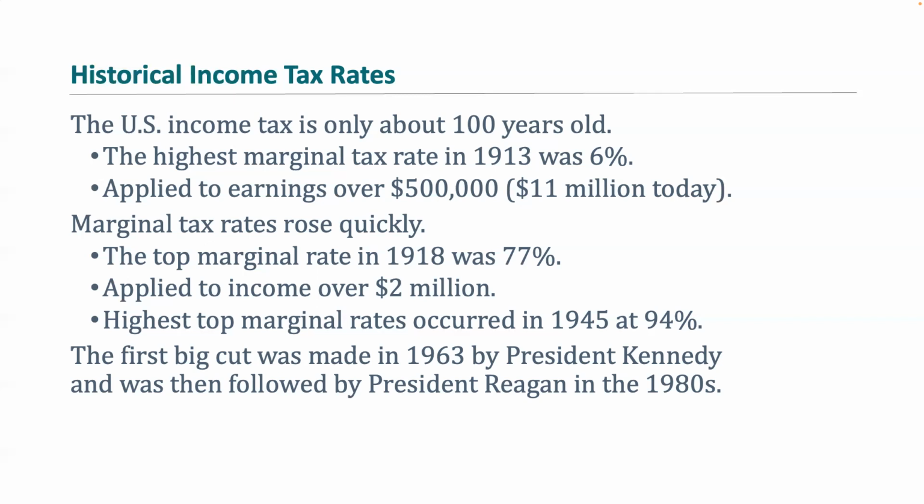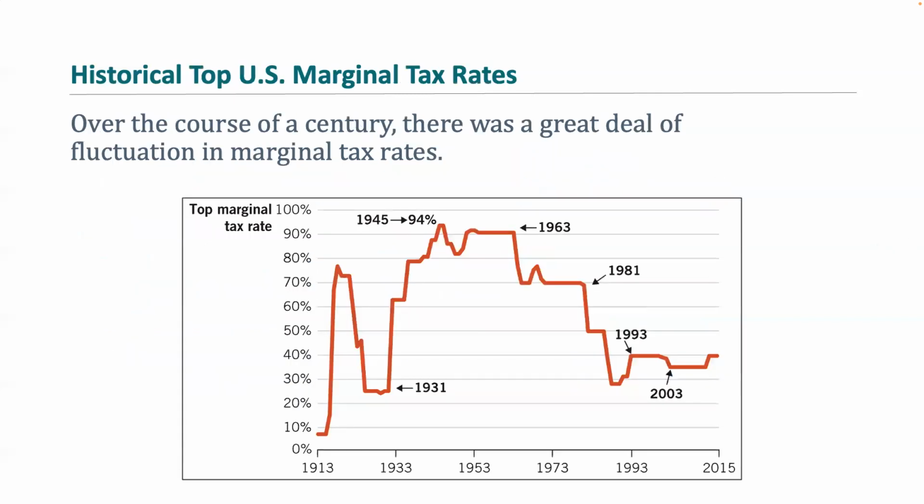On the next slide, we're going to plot the top marginal income tax rate in the US from 1913 all the way to 2015. So here we have figure 15.7 from your book. And it's important to note that this figure shows only the top rate. It's still a good indicator, though, of the general level of rates over time.